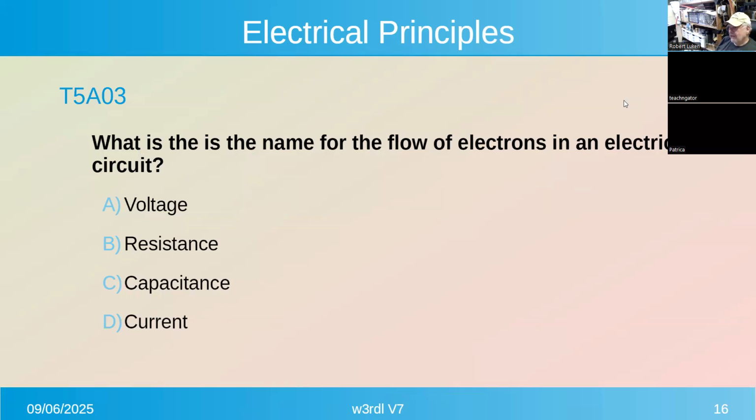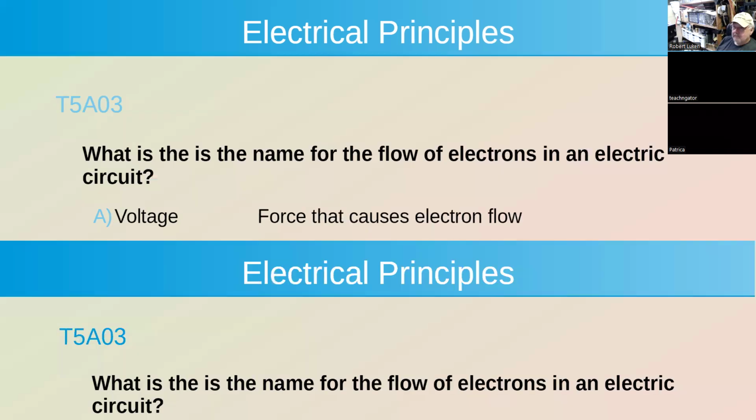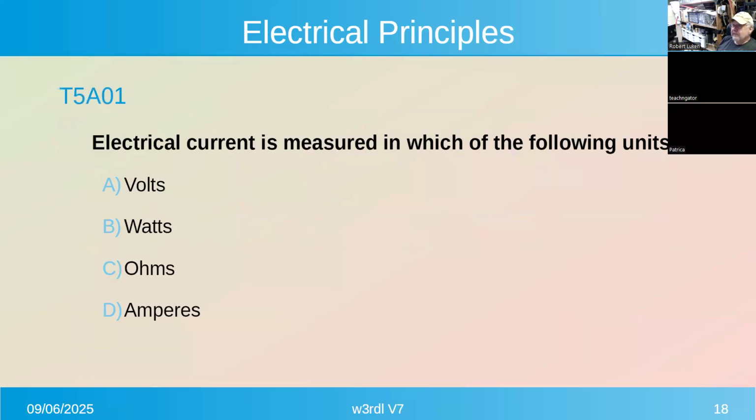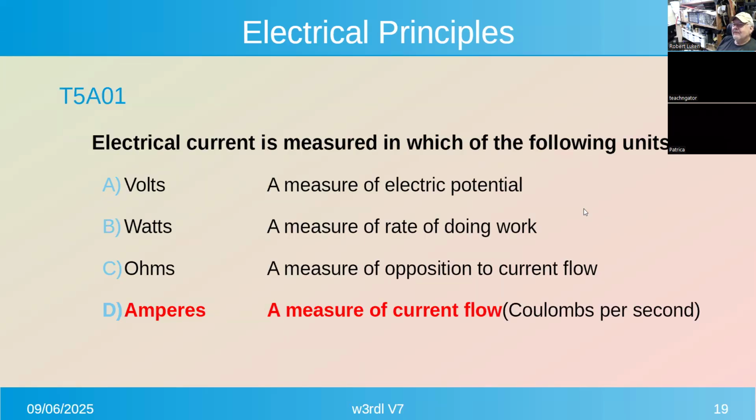So what's the name for the flow of electrons in an electric circuit? Current. Electrical current is measured in which of the following units? Amperes. A French scientist. Volts? Ohms? No, ampere. Amperes, that's right. I forgot his first name, but it's just another old dead French scientist.